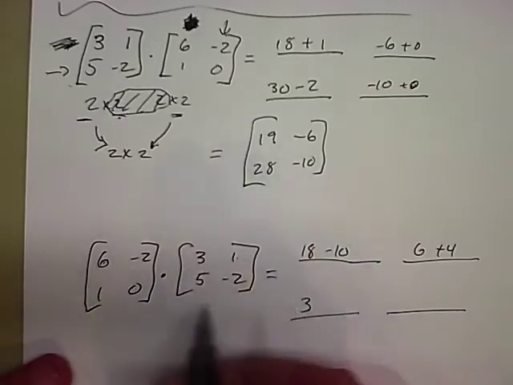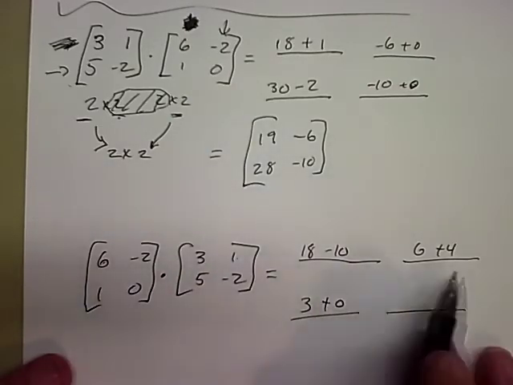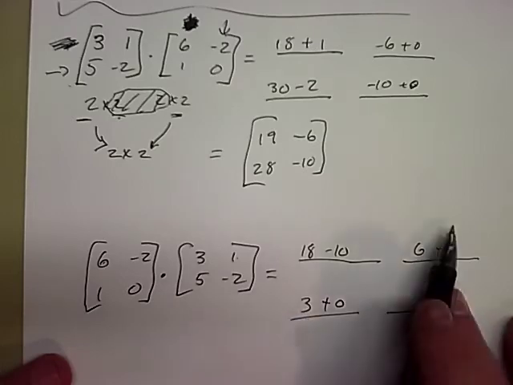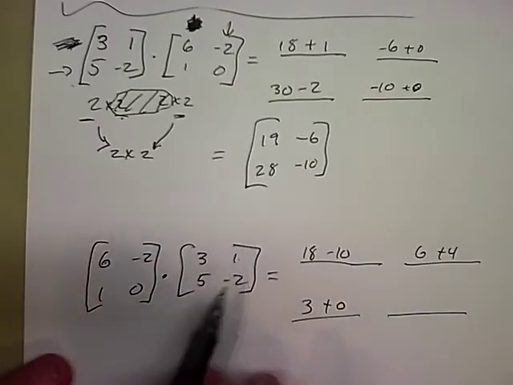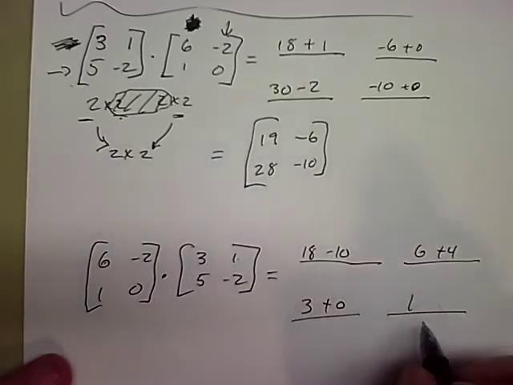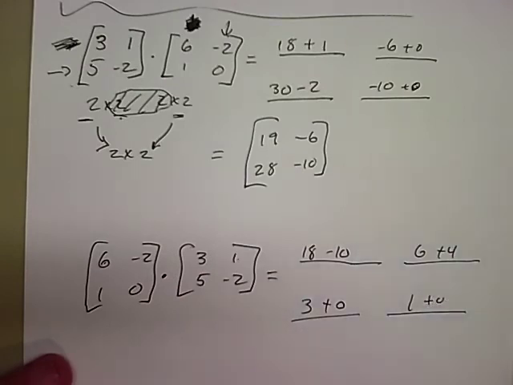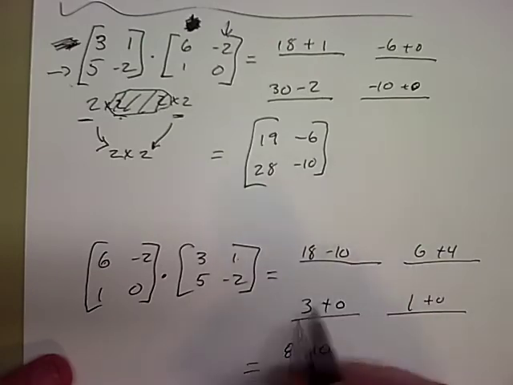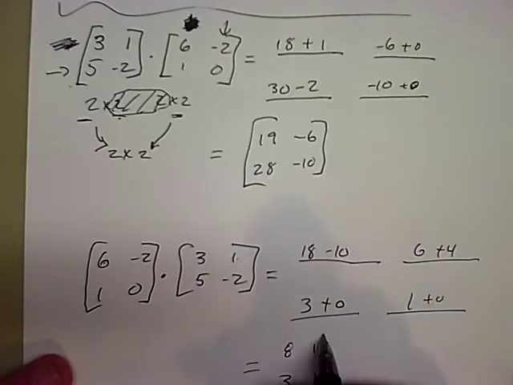Row 2, column 1. 1 times 3 is 3. 5 times 0 is 0. And row 2, column 2. 1 times 1 is 1. 0 times negative 2 is 0. So my resulting matrix then I get is 18 minus 10 is 8. 6 plus 4 is 10. 3 and 1.